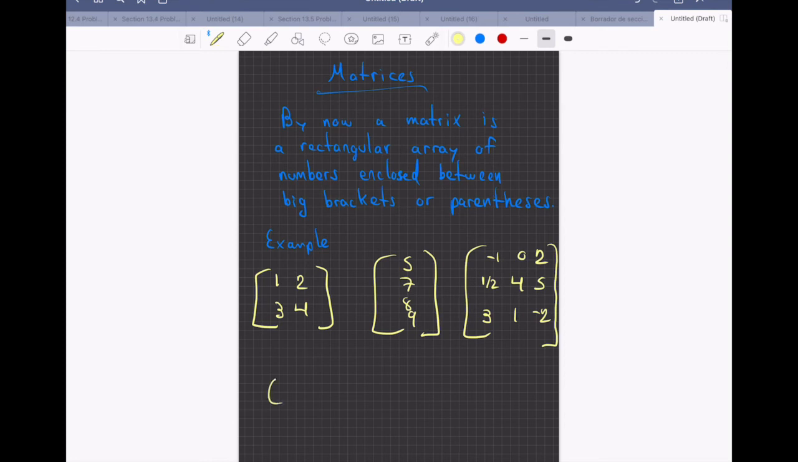I can use parentheses too. For example, 1, 2, 3, 4. Supposed to be 3, 4, not 34. 3, 4, separately. All right.